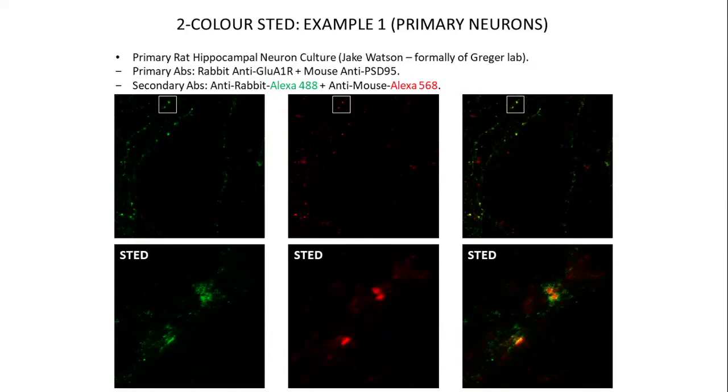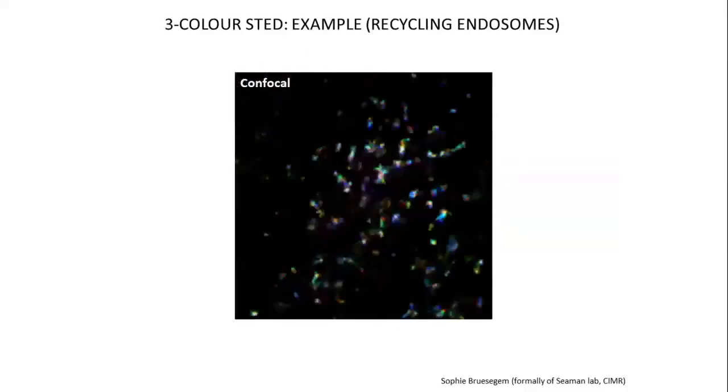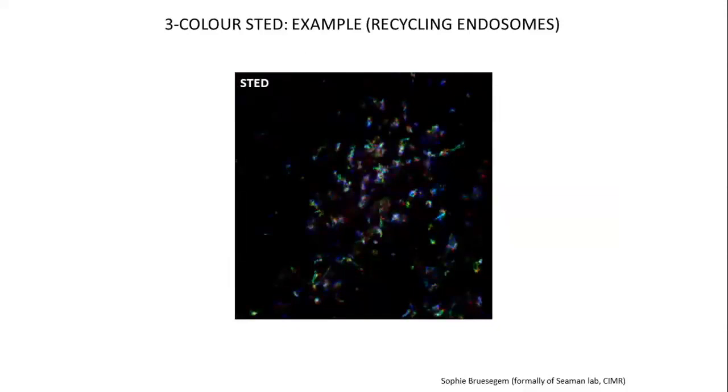This is one of recycling endosomes in 3 colors. There's a confocal image again. These are endosomes, so it's a dotty thing. Zoom in. There's 3 different proteins on an endosome. And when you go to STED, it gets a lot finer detail. So what's going on here is you're starting to see the sorting of proteins within endosomes. That was the general idea there.